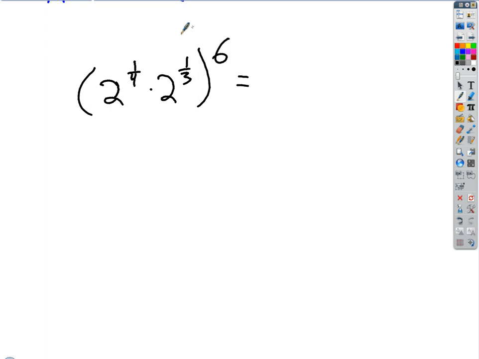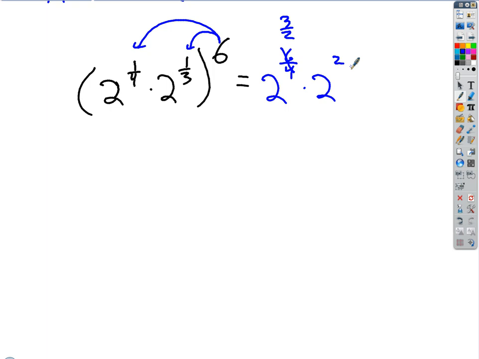When I distribute the 6, what happens in one of those two cases? One of those is nice. The second one, 6 over 3, reduces to 2. The fraction goes away, so why not? So then we get 2 to the 6/4, which is going to reduce to 3 over 2, times 2 to the 6 over 3, which is 2 squared.